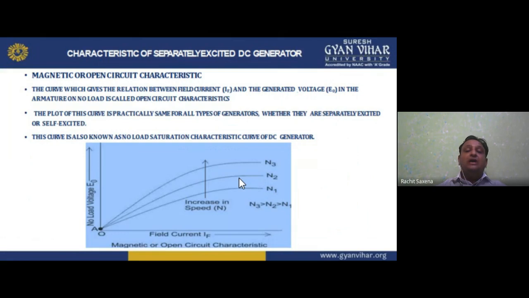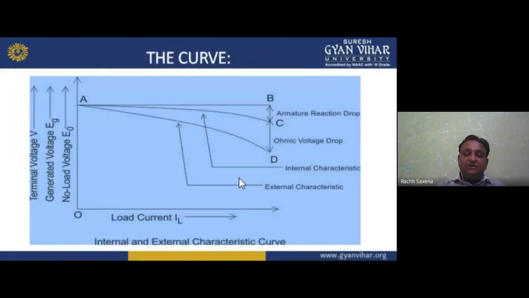We can say that is known as open circuit characteristic or no load characteristic. But if I am talking about the internal characteristic, in this we basically subtract the armature reaction drop. In external, we are subtracting the voltage drop. But if I am talking about the shunt, it is different.